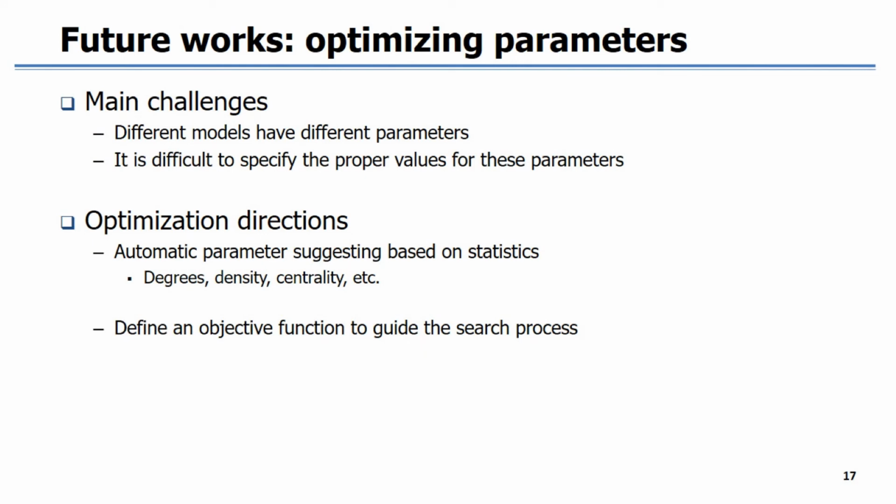In the models for cohesive subgraph search, often a parameter needs to be specified. The main challenges here are that different models have different parameters, and it is difficult to specify the proper values for these parameters. The future directions along this perspective may include automatic parameter suggestion based on statistics such as degrees, densities, and centrality, and defining an objective function to guide the search process.